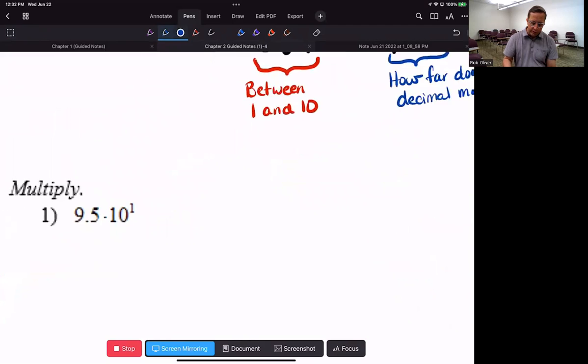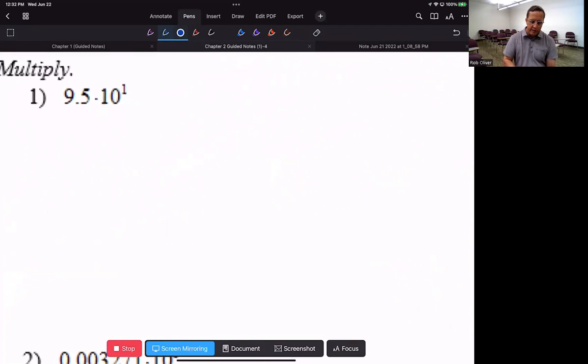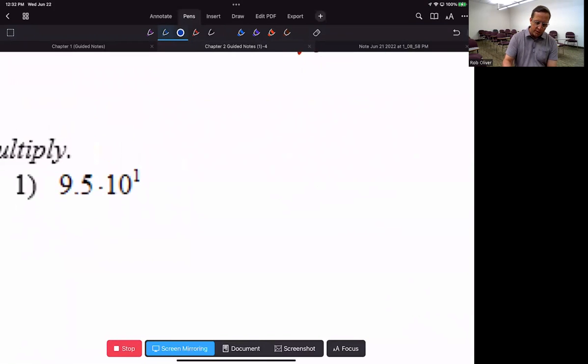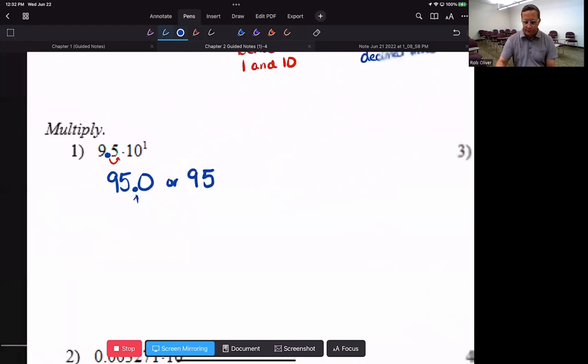All right, so here, let's go ahead and get started. We're going to multiply 9.5 times 10 to the first. That just means we're going to move that decimal over 1 place. That is it. So that's going to become 95. Now it's a whole number, and you don't necessarily need to show the decimal when it's a whole number, but I'm just going to show you that now it's there. So if you wrote 95, that's perfectly fine too.